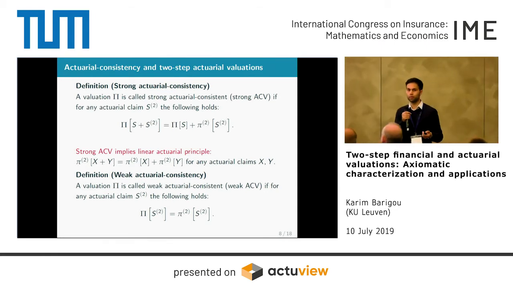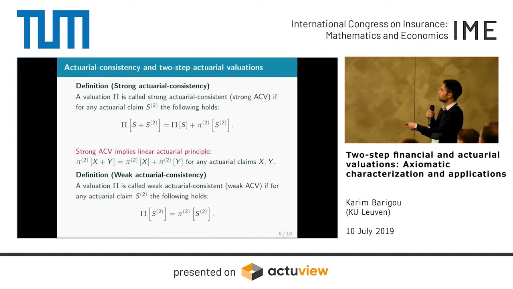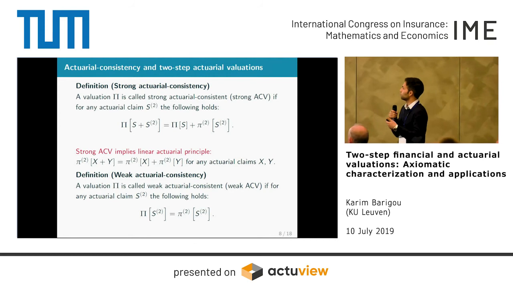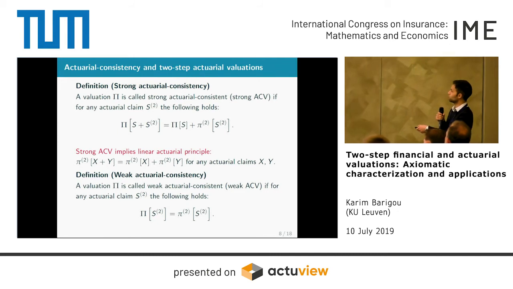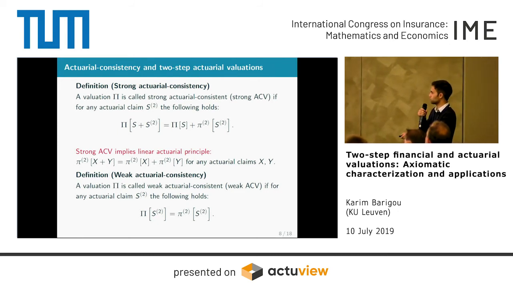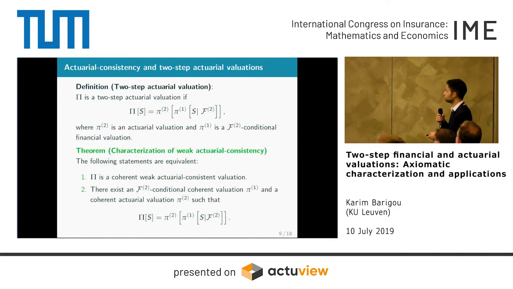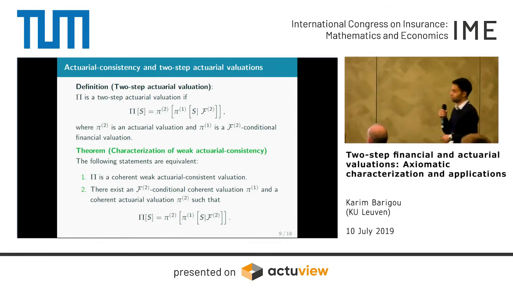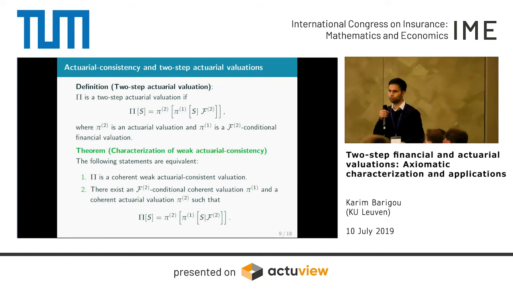But again, we have this problem of linearity, because strong actuarial consistency would imply a linear actuarial principle. So if you want to have a nonlinear actuarial principle, you have to weaken this requirement and consider weak actuarial consistency. Weak actuarial consistency says that if you have a pure actuarial claim, you apply, for instance, a standard deviation principle. And then you can construct the same theory, but by reversing the roles of pi 1 and pi 2.